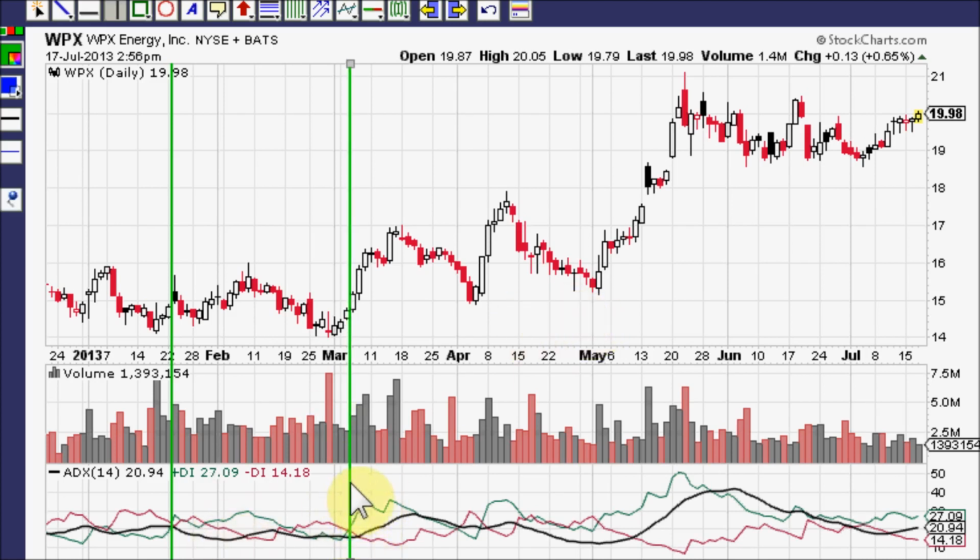Let me move that a little bit to the left, where the actual crossover is, right there. The stock went up very nicely from about $15 to $17. The next time it happens is right here, and the stock makes another move from $15 to $18. A very bullish buy signal. This is the next buy signal the DIs gave.